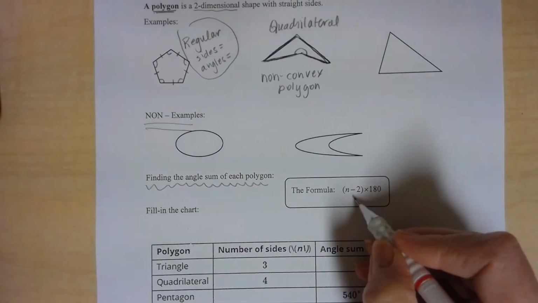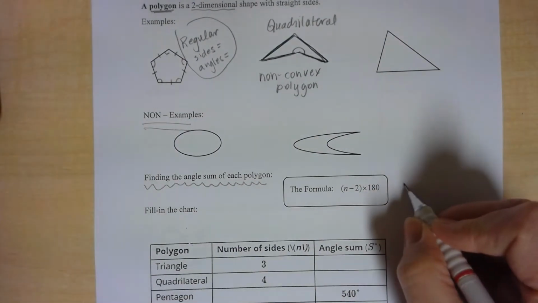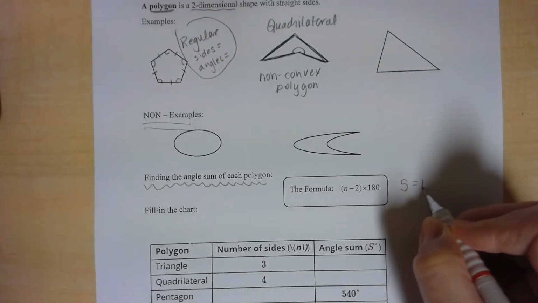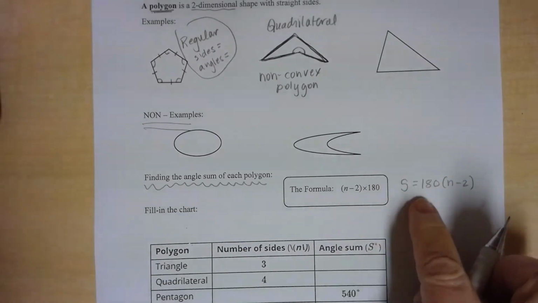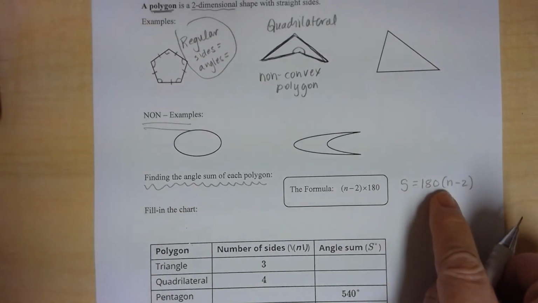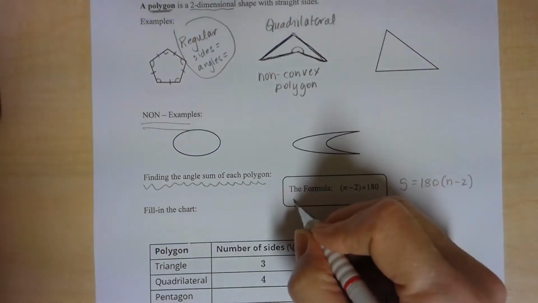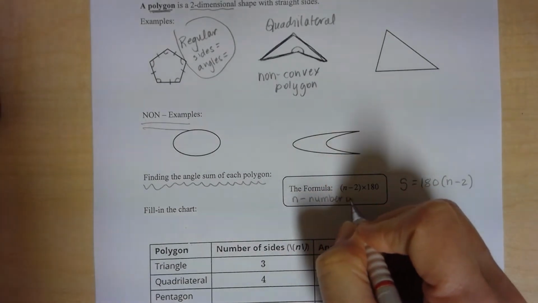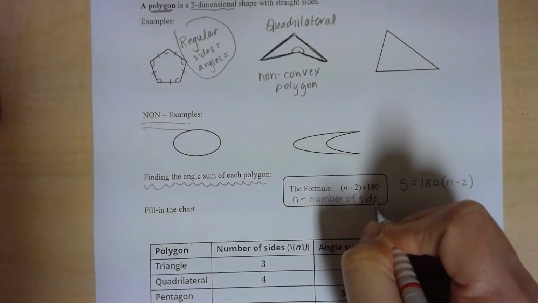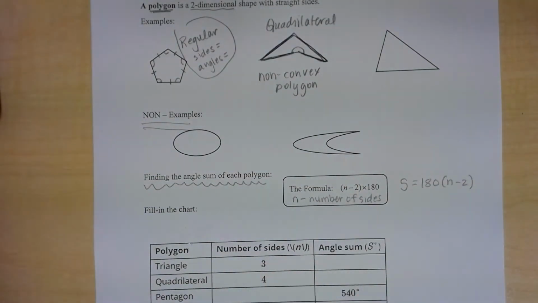Alright, now the big deal about this chapter is finding the angle sum of each polygon. So the formula, which I think I talked about yesterday, sometimes looks like this. I've written it that way, but it can also be written that way: 180 times n minus 2. Now n is the number of sides in the thing.